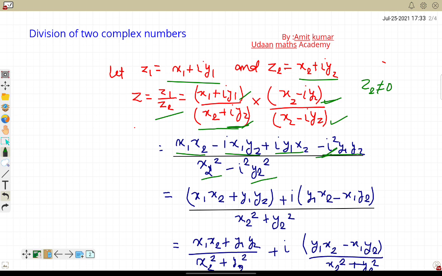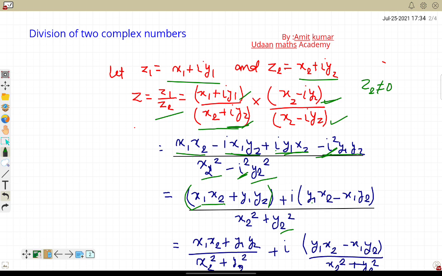So we can arrange all the real part in one bracket. We can write x1 x2 plus iota square y1 y2, which becomes y1 y2, plus, we can take iota common and write y1 x2 from here and x1 y2 from this part, and x2 whole square and again iota square, this value becomes minus 1. So this complete value becomes x2 whole square plus y2 whole square.